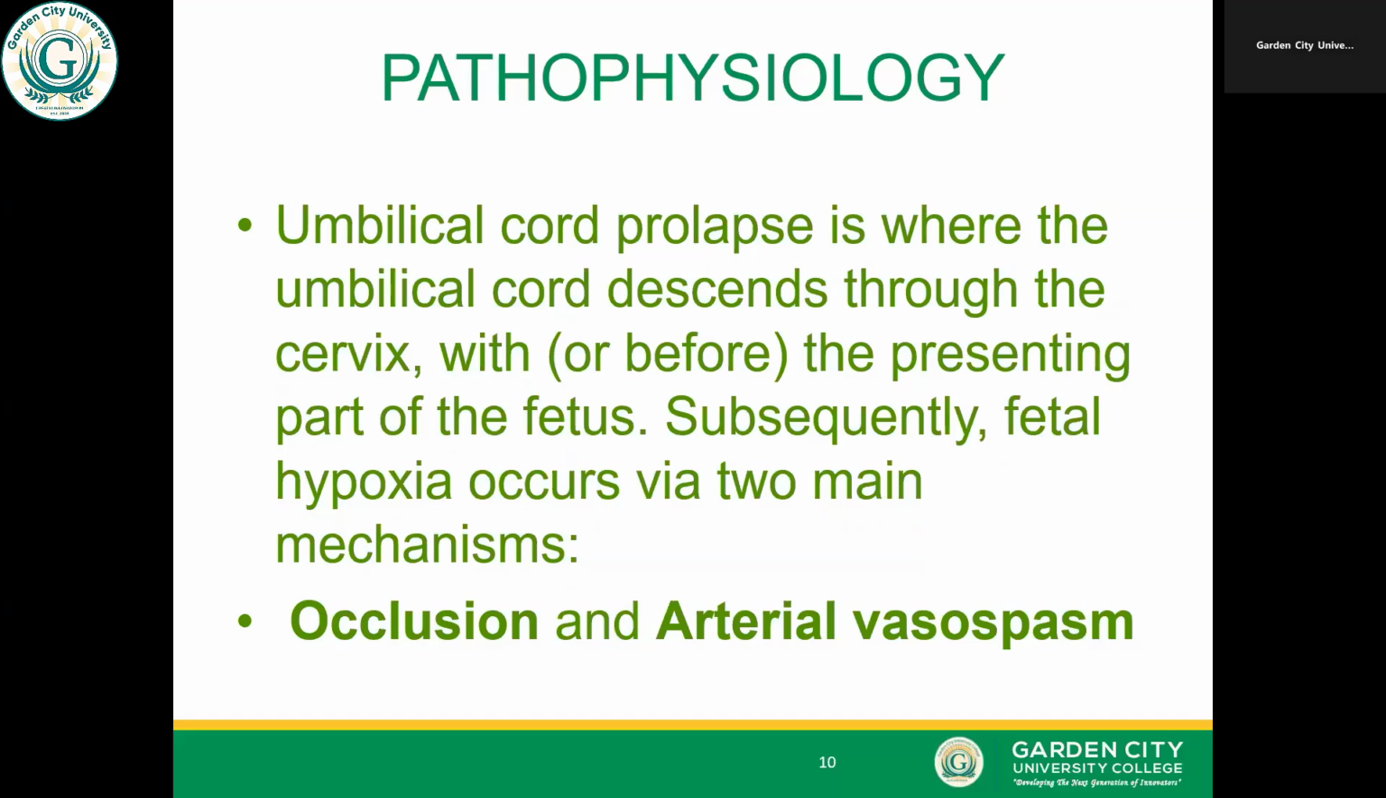So here is the physiology. The umbilical cord prolapse is where the umbilical cord descends through the cervix, as we said earlier. So it's either with or before the presenting part, as we said, in the occult and then the overt. So the umbilical cord is either with the head or before the head in the presenting part of the fetus.